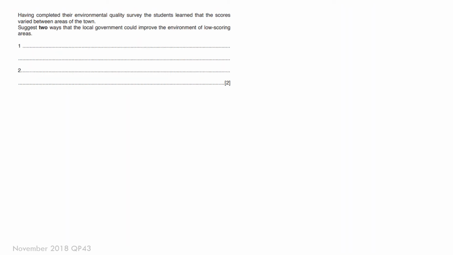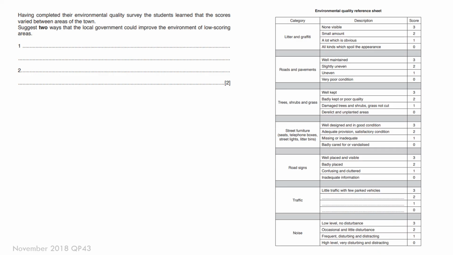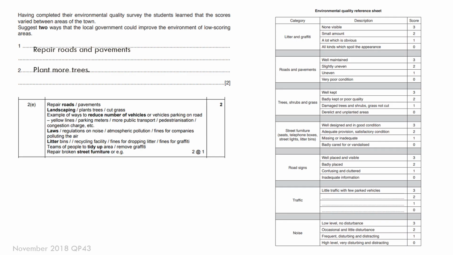So again, using this to suggest how local governments could improve the environment of low-scoring areas. Well, if they've scored really low or very negatively in some areas, for example it's really noisy, you might want to put traffic limitations in. If there's loads of litter, you might simply want to put bins in. So it's basically about how to transform low scores to high scores and what solutions you could put in. So we could repair roads and pavements, we could plant more trees. And again, these are the types of things, based on your environmental quality survey, that you can do to improve the quality of an area based on the data that's been collected.